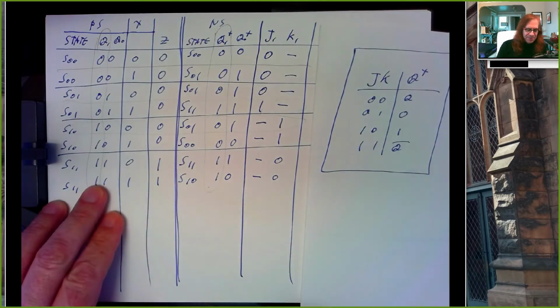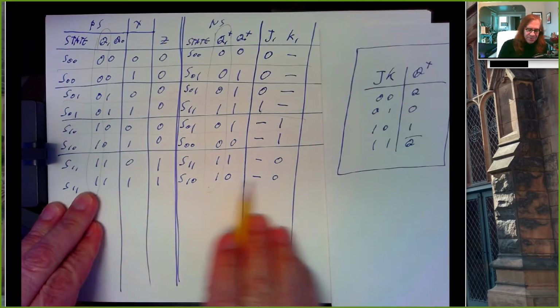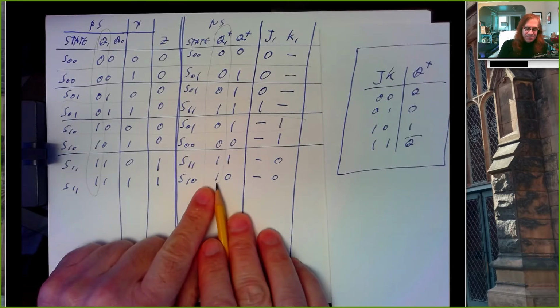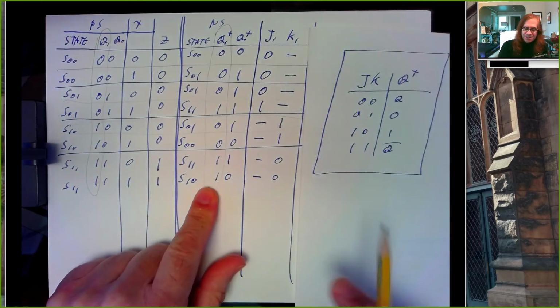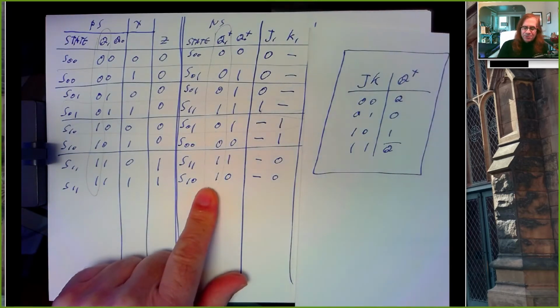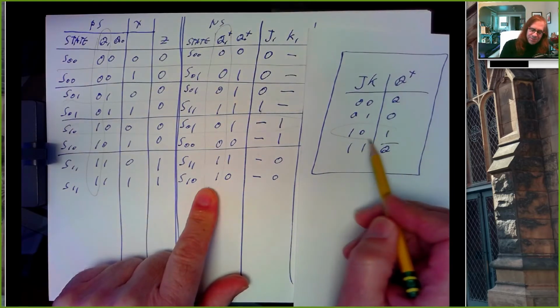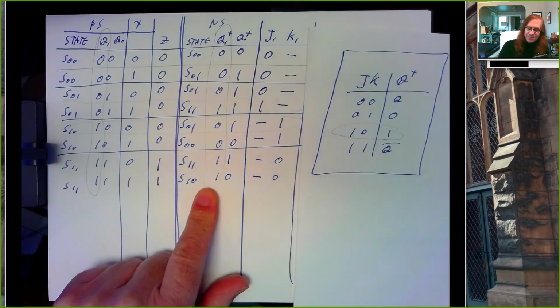So for example, down here, this last row, we want the output to be a 1. Right, we're still just looking at flip-flop 1. We want the output to be a 1. So you look at your table and you say, how can I make the output a 1? And the most simple choice is just set J to 1 and K to 0.